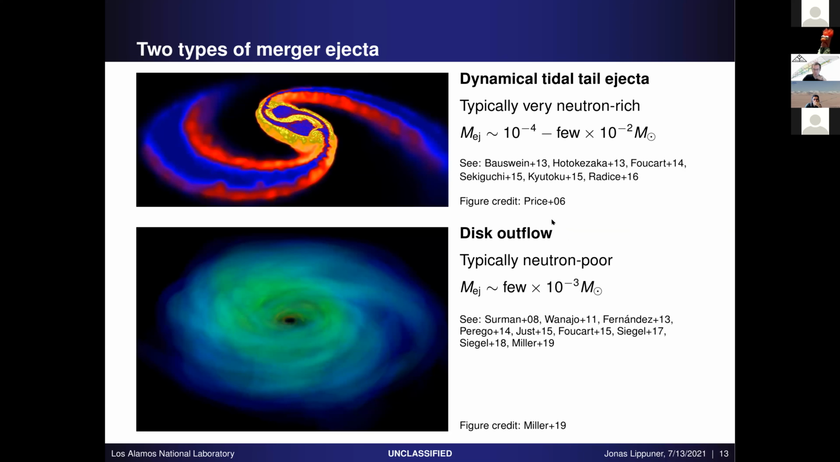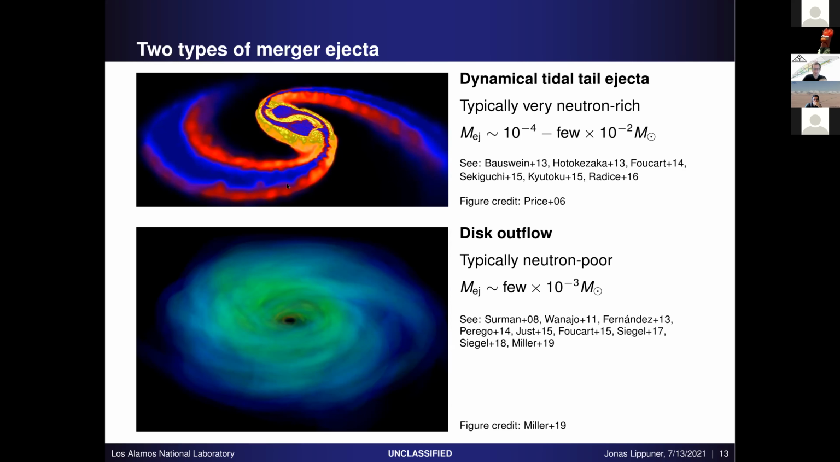There is the dynamical tidal tail ejecta. So once neutron stars get close to each other, they tidally deform each other and sort of rip each other apart, and they fling out this tail of fairly cold neutron star material that tends to be very neutron rich. And people do a lot of simulations on this. This is a very incomplete list, but the ejecta mass ranges from like 10 to the -4 to maybe a few times 10 to the -2 solar masses.